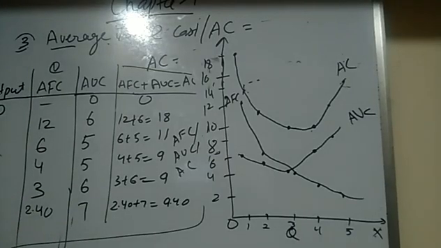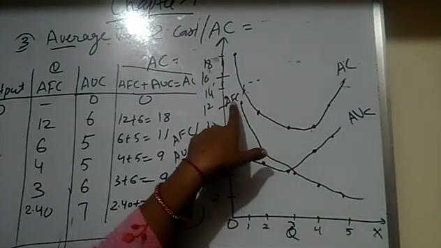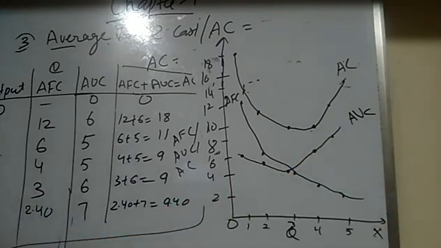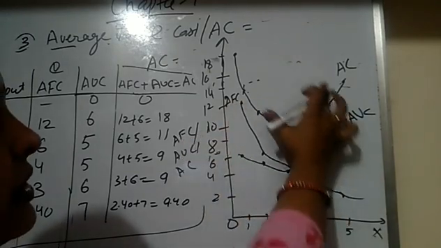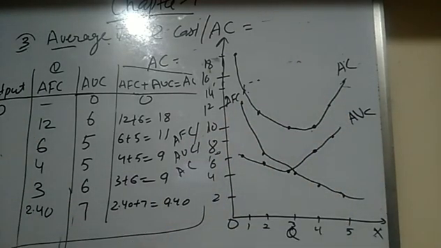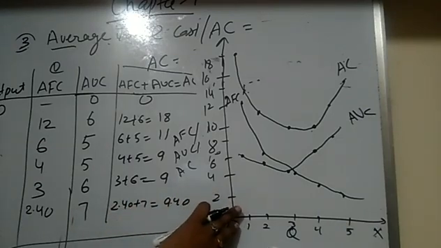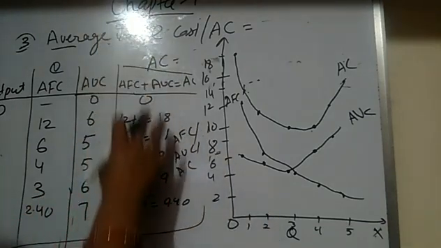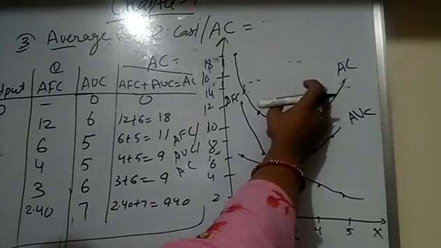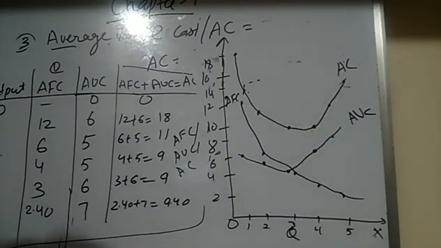So see students, average cost is above average fixed cost and average variable cost. Average cost is the total of average fixed cost and average variable cost. That's why it shows above these. Okay, so in this table, AC is calculated from AFC and AVC. After that, the AC curve is obtained by vertical summation of the AFC and AVC curves. So this is a summation of these. Now we get average cost.